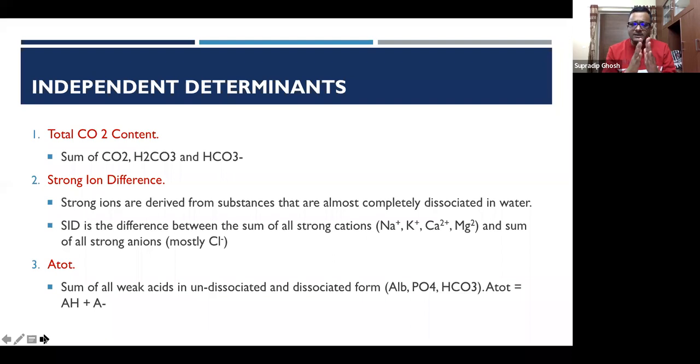And the third independent determinant is something called aTOT. aTOT is the sum of all weak acids in undissociated and dissociated form. So this includes albumin and phosphate, in their ionic dissociated or undissociated form, right? These are called aTOT. If we can simplify, the independent determinants of pH and acid-base disorders are PaCO2, the difference between all strong cations and strong anions, especially sodium, potassium, and chloride, and finally the aTOT, especially the albumin and the phosphate. I hope this is clear.